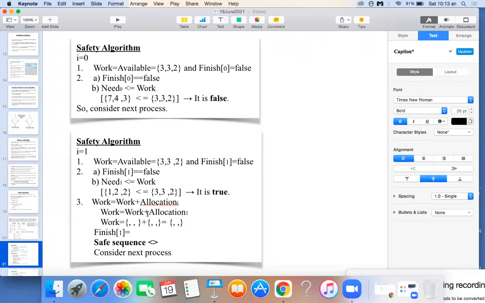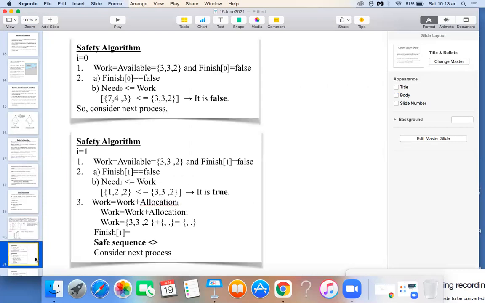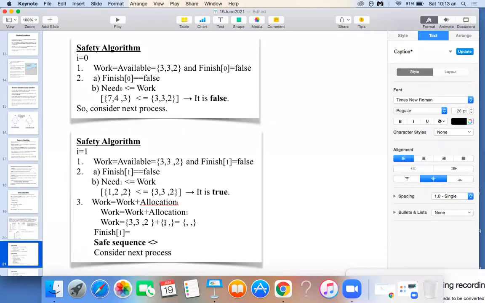So work is equal to work plus allocation of I. I value is what here? 1. So allocation of 1 we have to check, correct? What is the work value? It is 332, so I will update that one: 3, 3, 2. So what is your allocation of 1? You have to check in your table, which is given in your problem, correct? Allocation of 1. What is allocation of 1? 200. Yes, correct, 200. So write that one here. That's it.